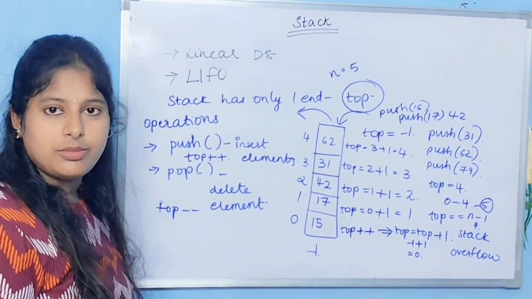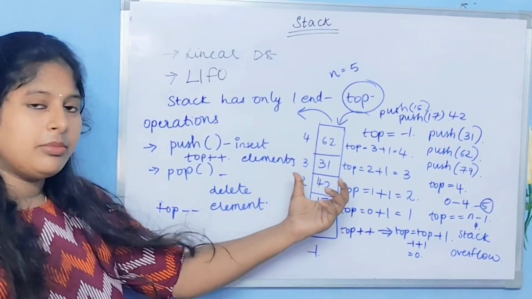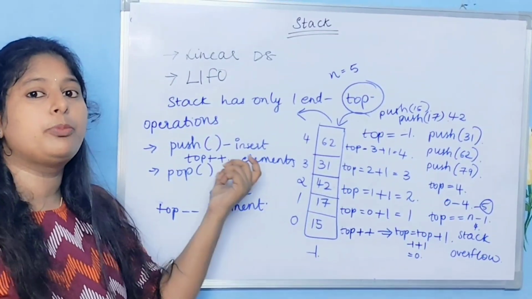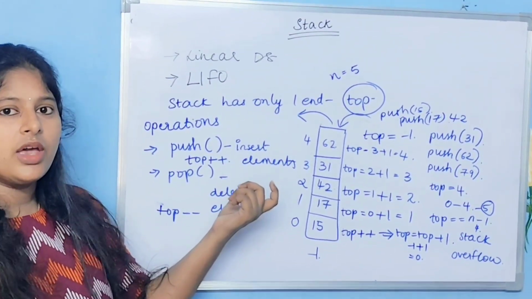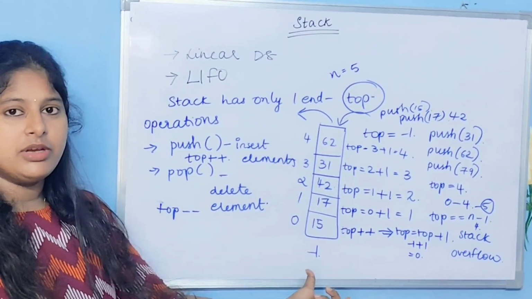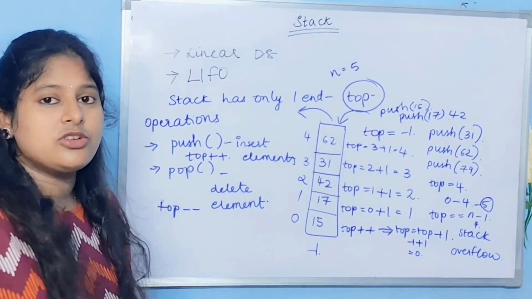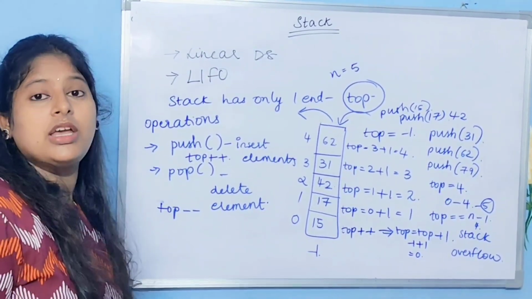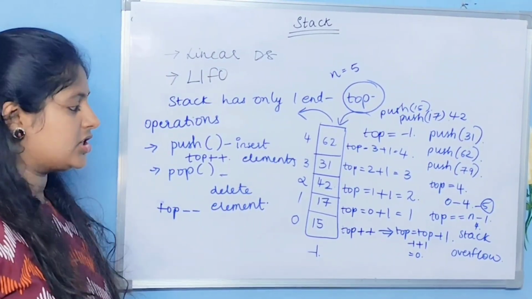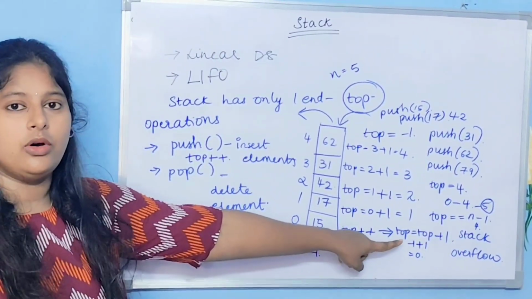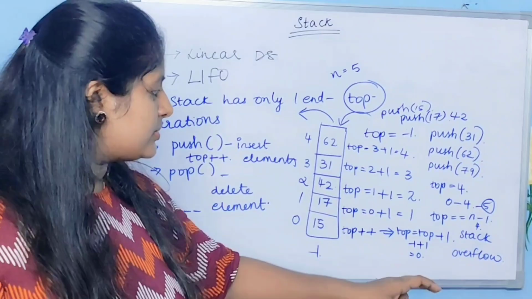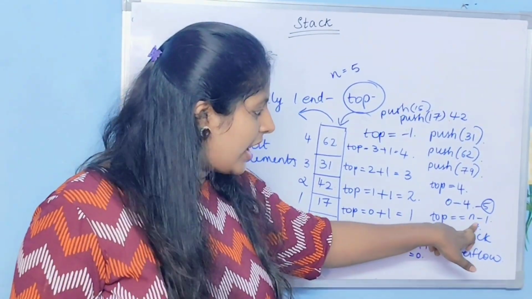Okay. First, we have seen top equals to -1. That means there are no elements in the stack. Now you are trying to push elements into the stack. Okay. So you have inserted 5 elements. The stack capacity is 5 and value is 5. So in case if you are trying to add more than 5 elements, there a condition arises which is called as stack overflow. That stack overflow condition is met at top equals to n minus 1.